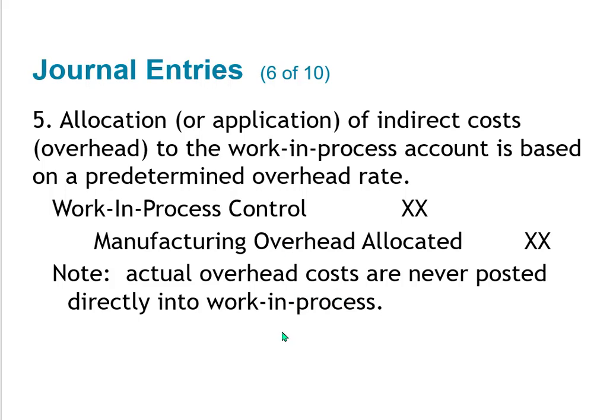So keep in mind the distinction between transactions 4 and 5. In 4, actual overhead costs were incurred throughout the month and are debited to the manufacturing overhead control account. In transaction 5, manufacturing overhead costs are debited to individual jobs and to work in process control when manufacturing overhead costs are allocated. Okay?